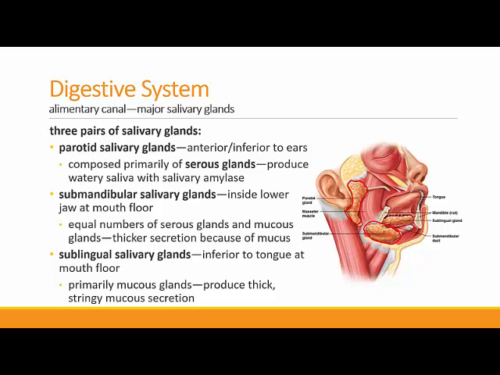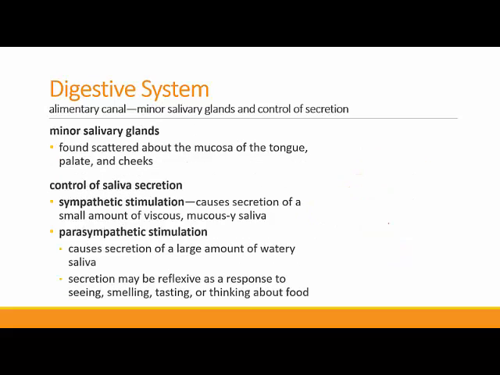And then there beneath the tongue are the sublingual salivary glands, just at the floor of the mouth beneath the tongue. And these produce a secretion that is really thick, stringy, very mucus-y. We also have minor salivary glands kind of scattered around the interior of the cheek, the palate, and the tongue. So a little bit of additional saliva there.